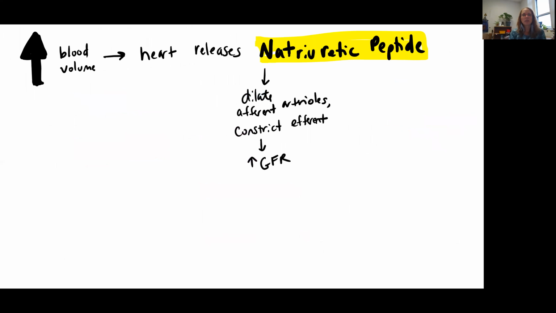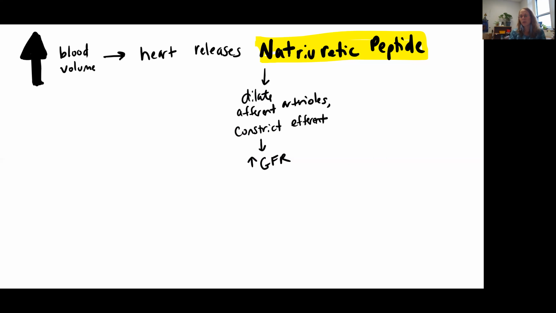Okay, so let's take a look at the reverse. When your blood volume is high, then your heart stretch receptors are stimulated, triggering the release of the natriuretic peptide. Natriuretic peptide is going to dilate your afferent arterioles, constricting your efferent arterioles. So you're pushing more blood into the glomerulus, you're making that exit smaller, and you're building up the glomerular hydrostatic pressure. So you're going to increase your GFR.